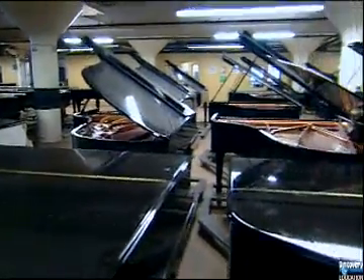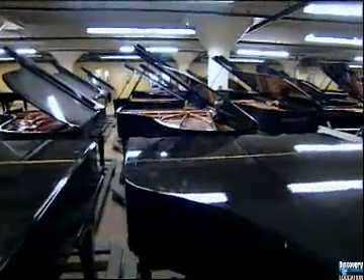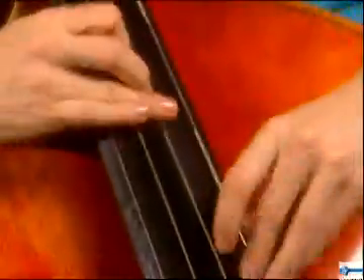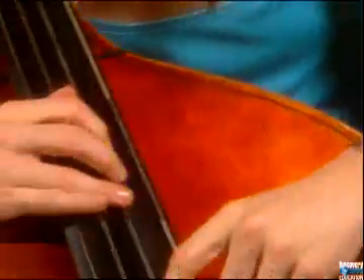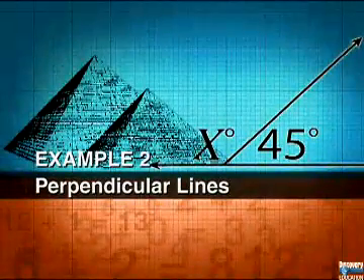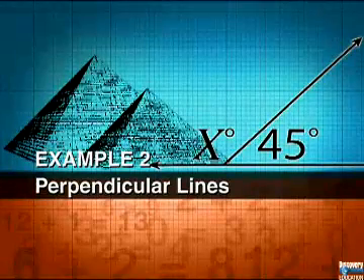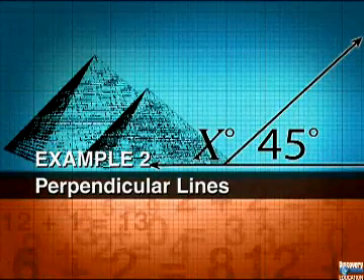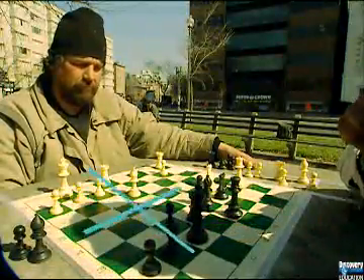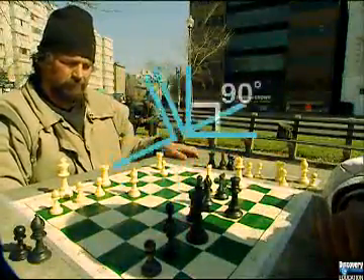Lots of musical instruments also have parallel or nearly parallel lines. Look at these piano strings. Cello strings are very nearly parallel too, as are the strings on a guitar. Perpendicular lines form equal angles all the way around. On this chessboard, we can see where all the lines meet. They form square 90-degree angles.